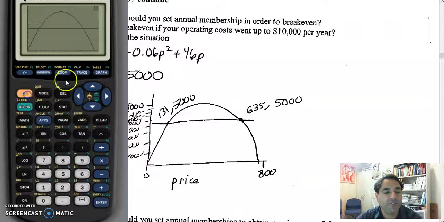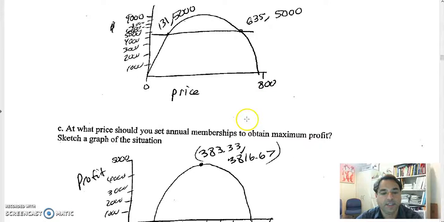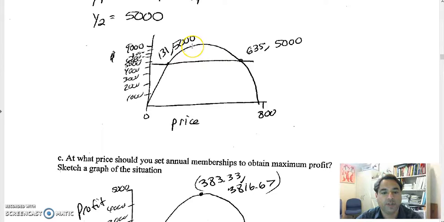But to find where they intersect, we're going to do second trace, 5 for intersect, enter, enter, enter. One place would be 635.55. Second trace, intersect, move it over to the left to make sure you go closer to the other one first. And then we'll press as we get closer, enter, enter, enter. 131.12. So those are these 2 points. So the price to break even would be either 131.12 or 635.55 to get your cost of 5,000.